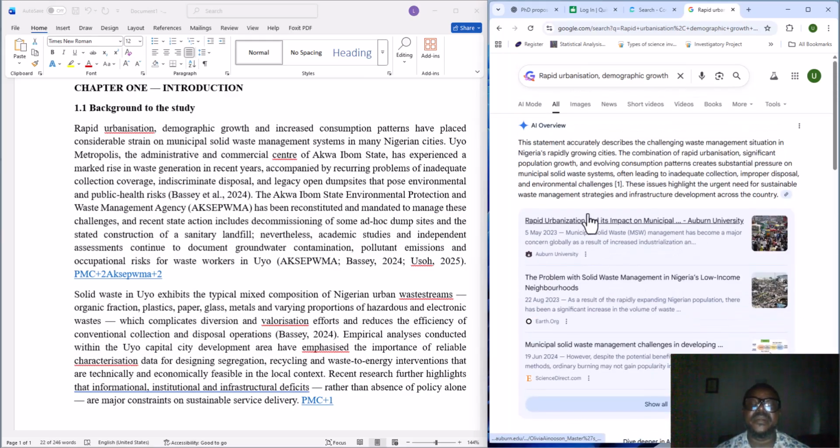Okay, so we are talking about rapid urbanization in many cities in Nigeria. Looking at this, you can see the work in 2023: as a result of the rapidly expanding Nigerian population, the problem of solid waste management in Nigeria's low-income neighborhoods. Are you getting the point? So this work says something similar. Are you getting the point?